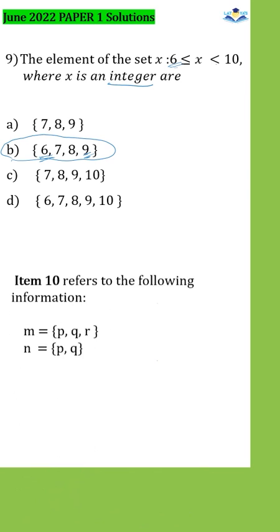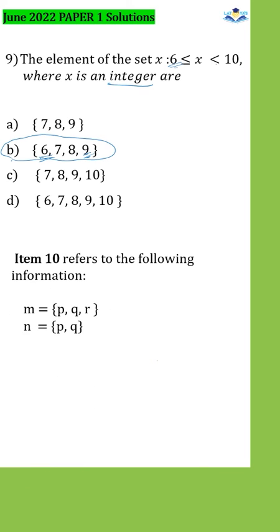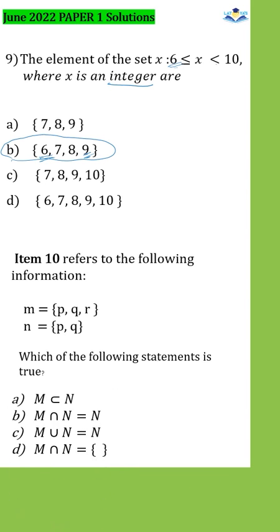Last question for this set. Item 10 refers to the following information. M is equal to {P, Q, R} and N is equal to {P, Q}. Which of the following statements is true? Statement 1 reads, M is a subset of N. That's not true. M intersect N is equal to N. Now let's examine that. M intersect N is equal to N. The answer is definitely going to be B.